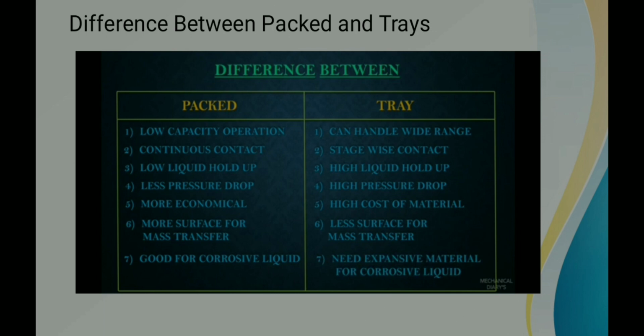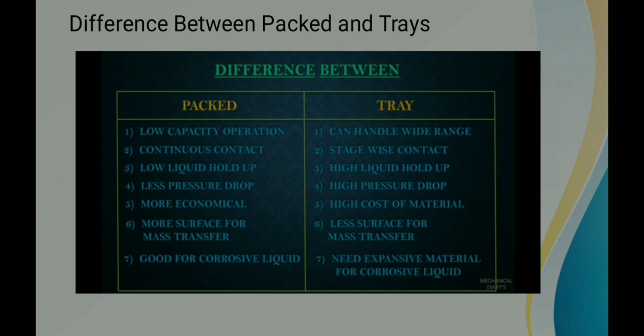As I said before, the packed column has a lower pressure drop, while the tray has a high pressure drop. A packed column is more economical, and a tray column has a high cost of material. Cost wise, the packed column has a little more advantage. Packings are usually made of plastic, metal or ceramic, which is easily removable and gives a longer life. The tray column is mainly made of steel, stainless steel and carbon steel, which is more costly, so the cost of material is high too.